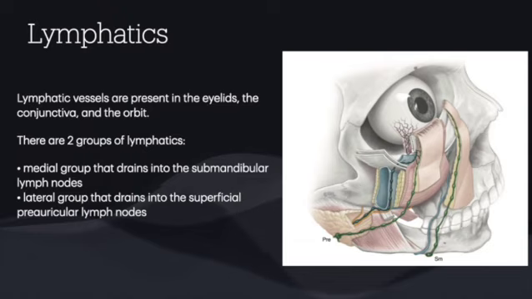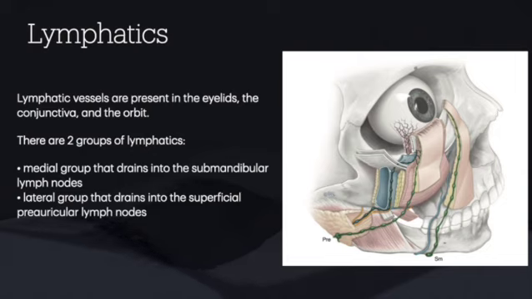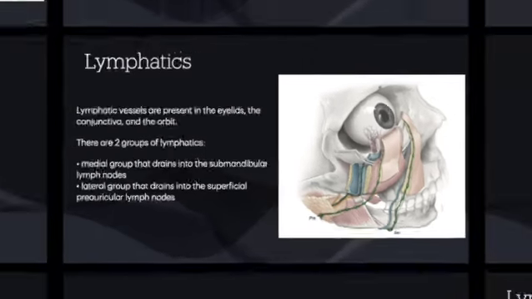Now let us see the lymphatics of the eyelid. Usually the lymphatics are present in the eyelids, the conjunctiva and the orbit. The lymphatic drainage from the eyelids usually parallels the course of the veins. There are two groups of lymphatics, a medial group and a lateral group. The medial group drains into the submandibular lymph nodes and the lateral group drains into the superficial periauricular lymph nodes. Clinically, swelling of these lymph nodes is a diagnostic sign of several external eye infections including adenoviral conjunctivitis.